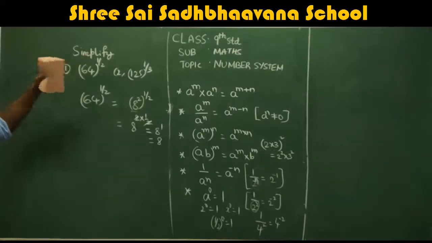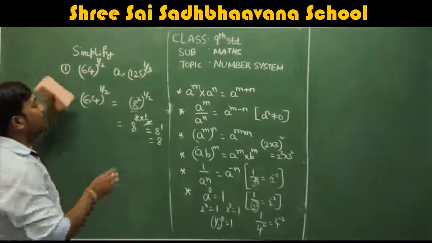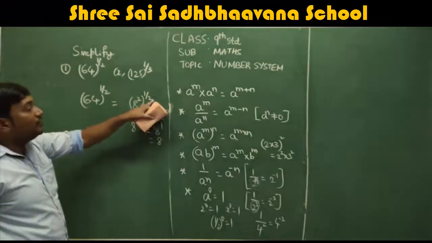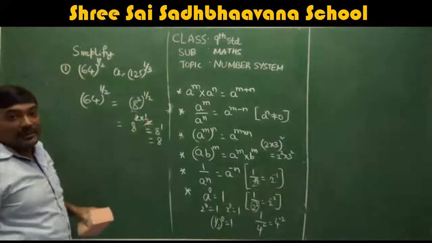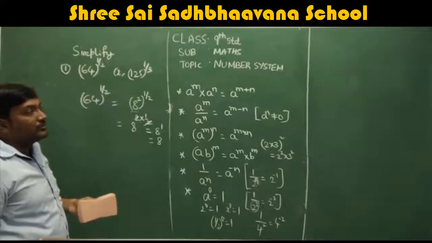So, how I did 64 power 1 by 2, I wrote 64 as 8 square. See, remember, here what power is there? 2 is there. So, here 2 is the power. So, definitely here also 2 should be there. Then only you can cancel it. Cancellation will be easy. Correct. If 2 is there, 2 by 2 will become 1, you can cancel.